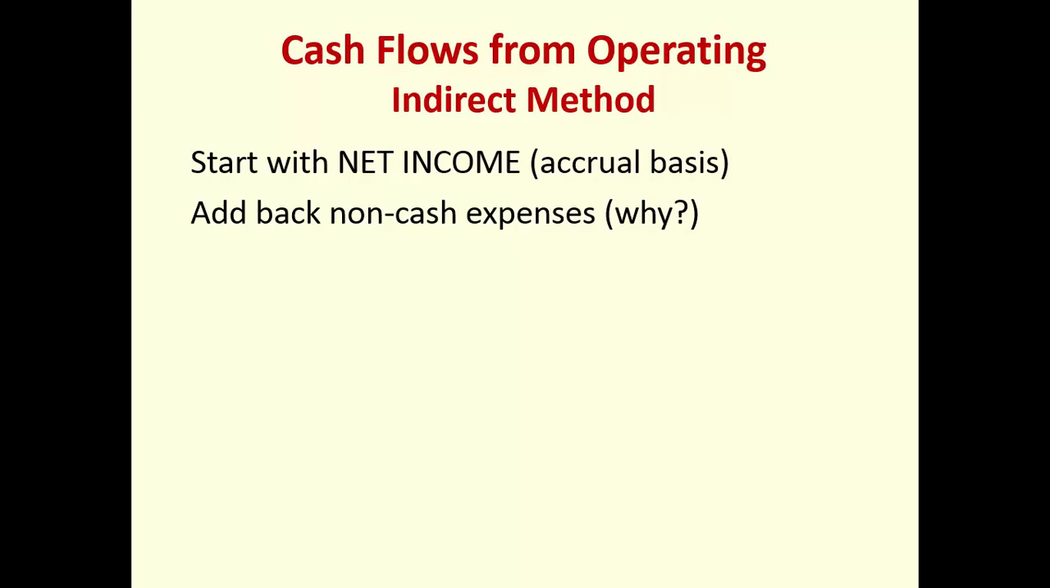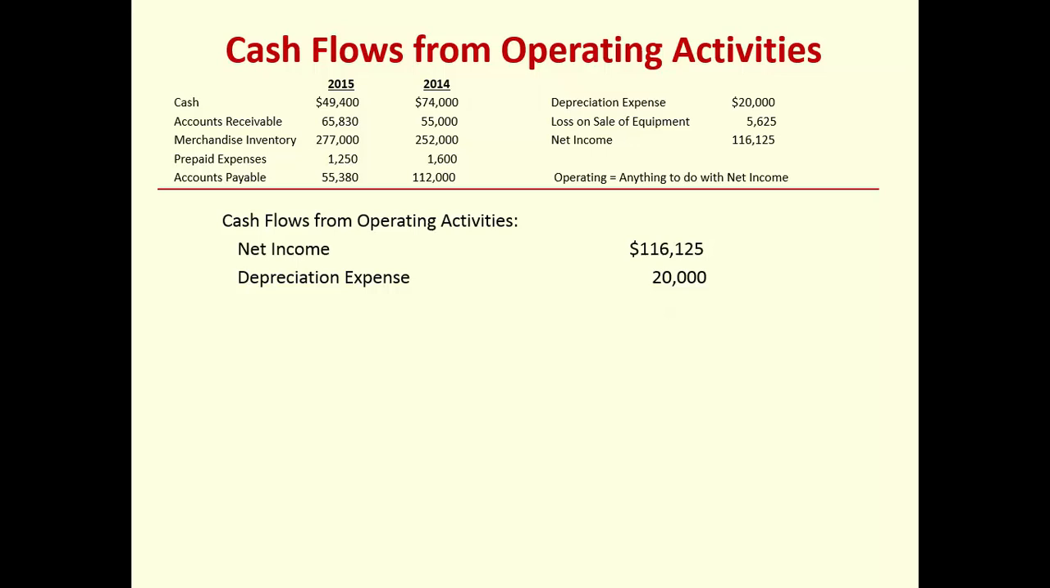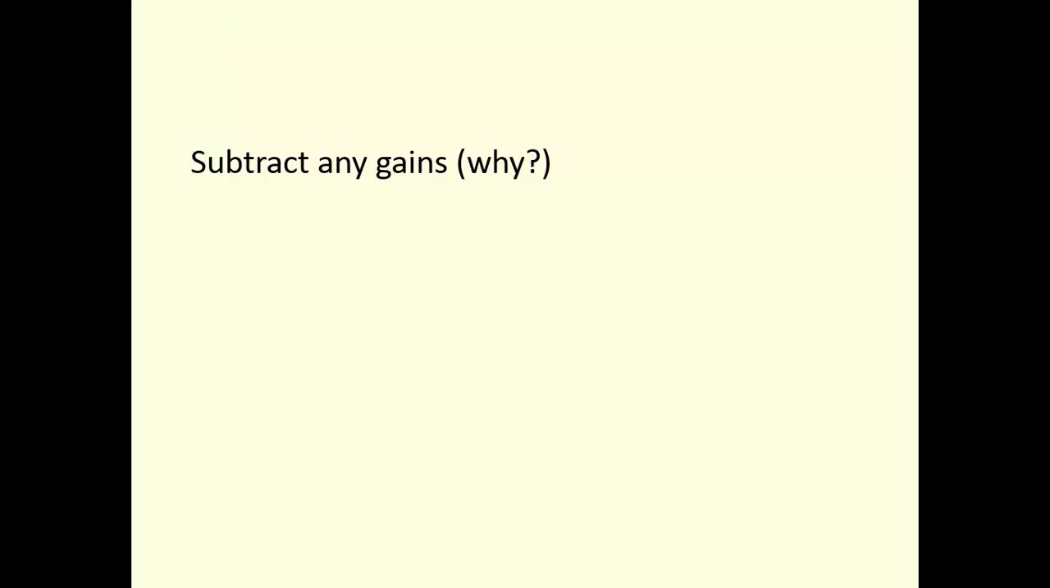Well, first add back any non-cash expenses. And why? Because they were subtracted to get to net income, but it's not cash. Yeah, you're removing the non-cash effects to get to the cash. So we start with net income, add back depreciation expense. Now, gains or losses. I'm going to do the opposite.